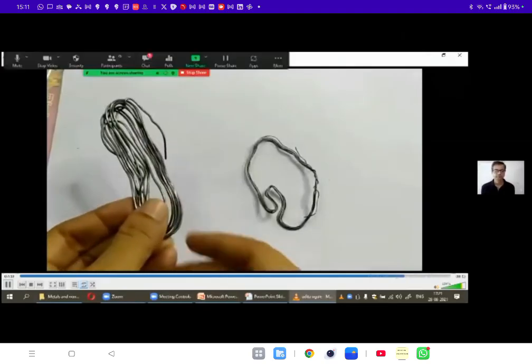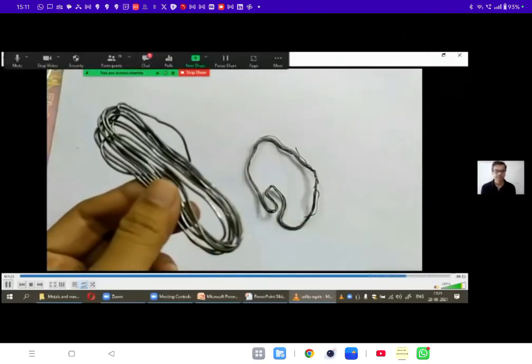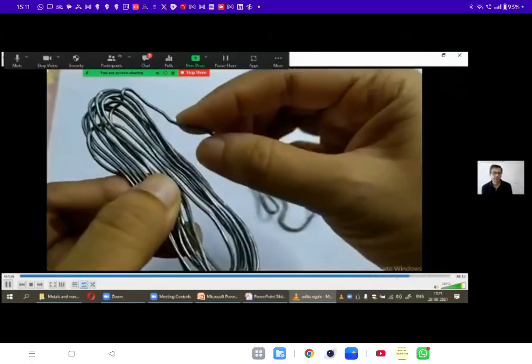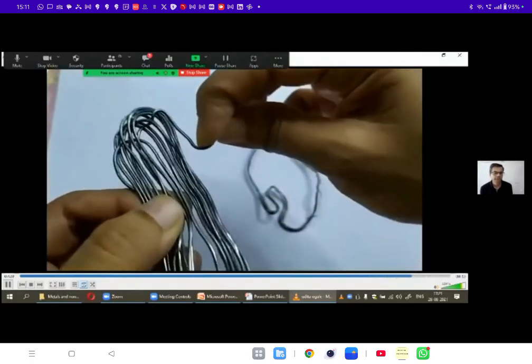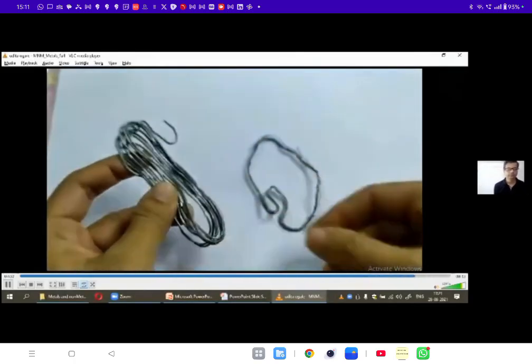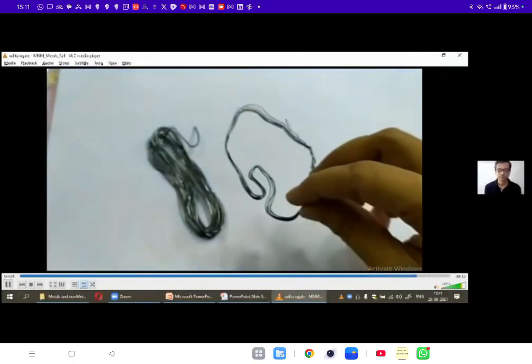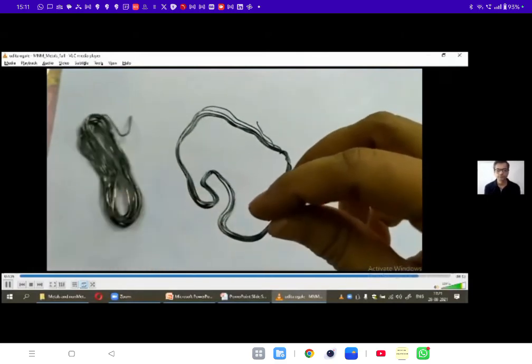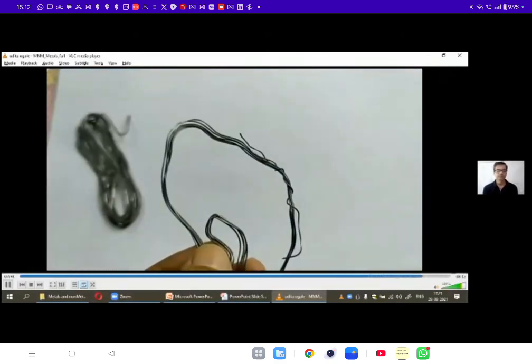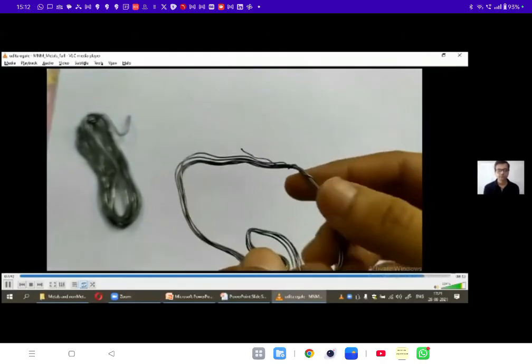This is a soldering wire. It is an alloy of tin and lead. It is very soft. It has a low melting point and it is used for soldering electronic components and wires. This one is a nichrome wire. It is an alloy of nickel and chromium. It has a high melting point and it is used in ovens and toasters.